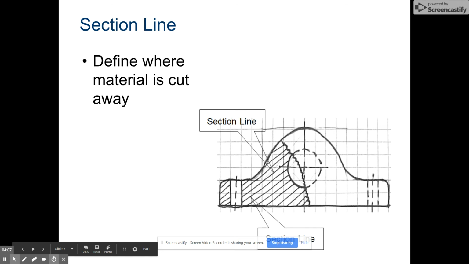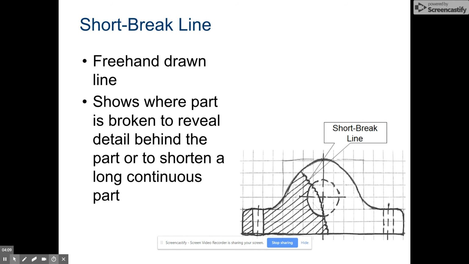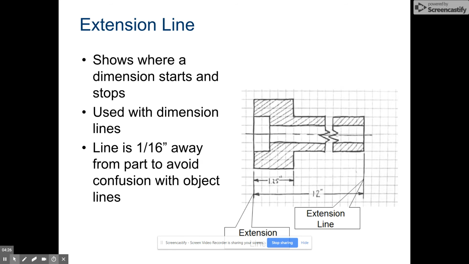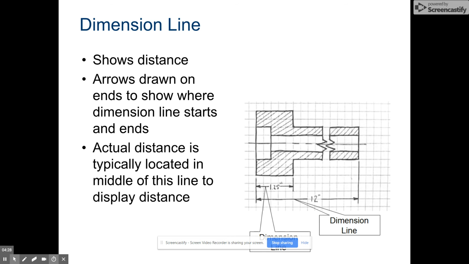So that's what the diagonal lines are trying to tell me. That short break line is showing me where the section starts or ends, however you want to think about it. It's just a small little squiggly line saying, hey, this part, this is what I'm cutting out of the objects. So dimension lines and actually the next one, extension lines, are often going to get confused.